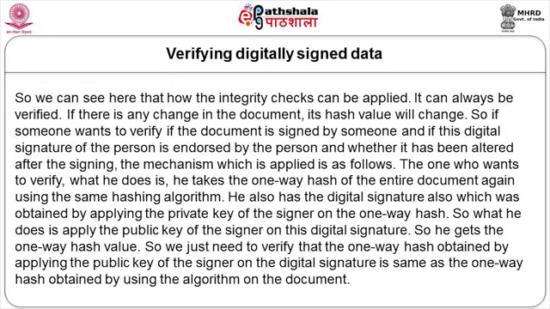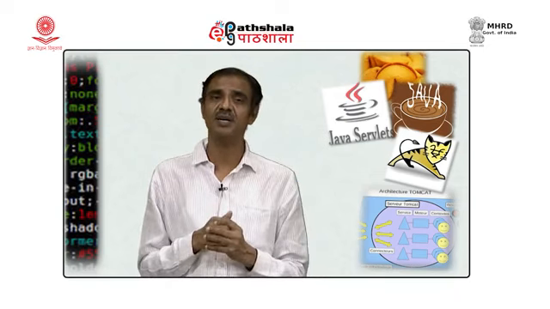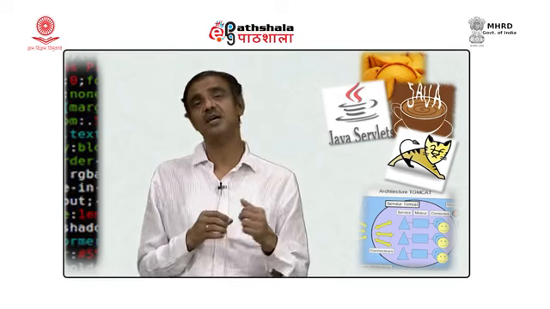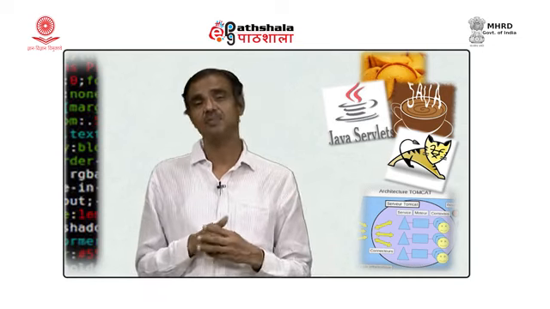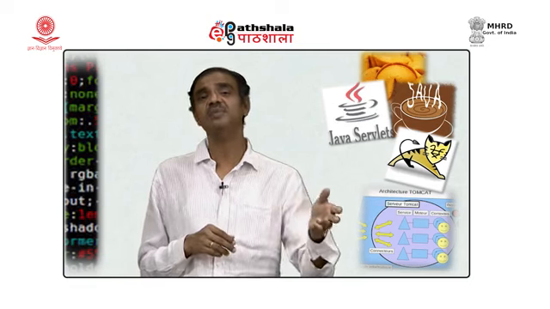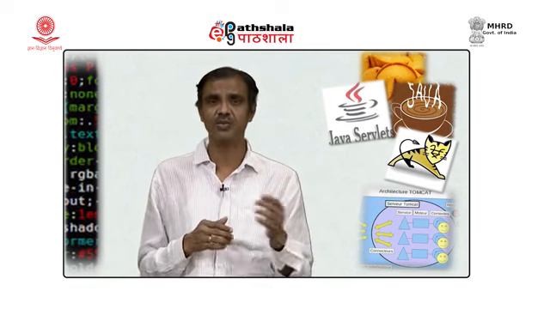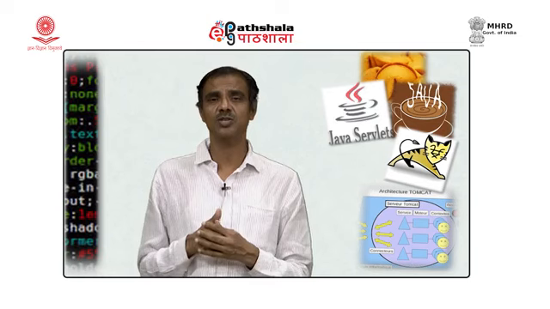If there is any change which is made in the document, its one-way hash would change. Now, when this document is seen by anyone, and if he wants to verify whether it is actually signed, whether it is digitally signed by this particular person, whether it is endorsed by that person, and whether it has been altered after that person had signed, that integrity check should be carried out.